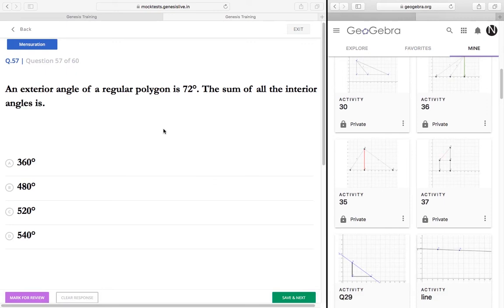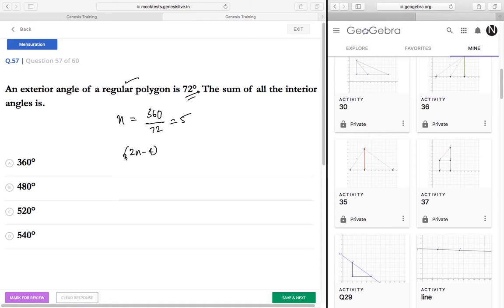57th. An exterior angle of a regular polygon is 72 degrees. The sum of all the interior angles is. Fine. It's a formula based question. So when you know the exterior angle, you can find the number of sides in a regular polygon. All right. Then finding the sum of all the interior angles is also, again, formula based. Fine. So the number of sides will be equal to 360 divided by the exterior angle, it is 72. You get 5.